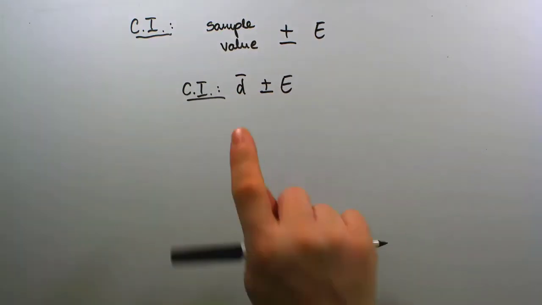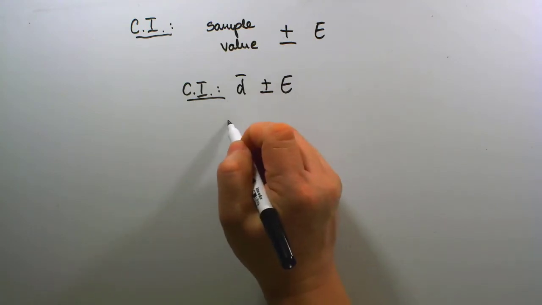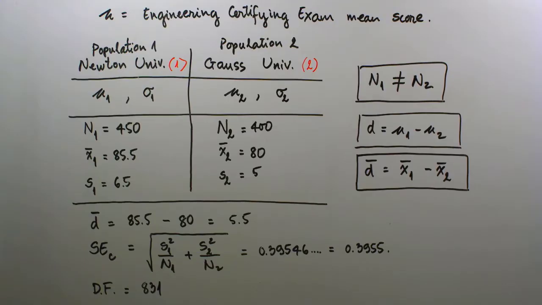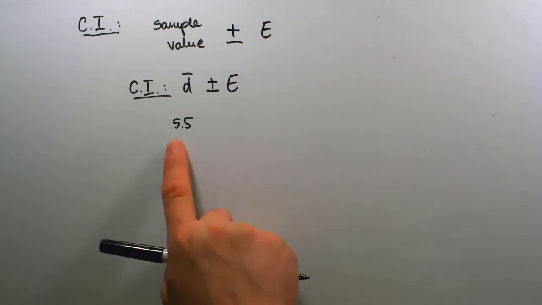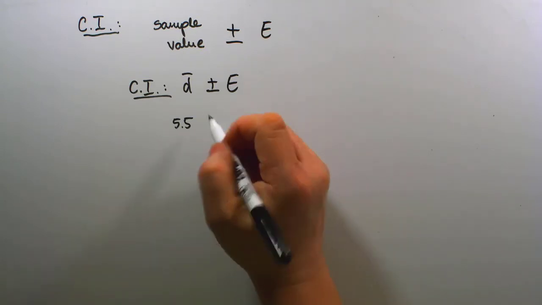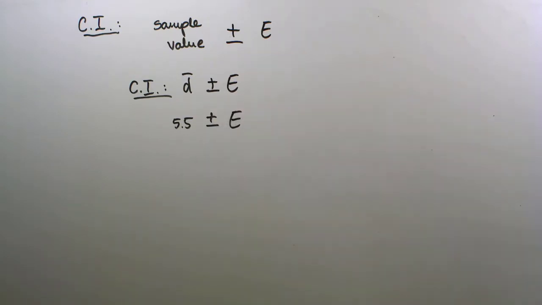Our D bar has already been found to be 5.5, as we laid down all of these calculations before we even got into any of the actual questions of our example. From that sample value, the sampling difference of the two sample means, we can simply find a margin of error to be added to and subtracted from this sample value.